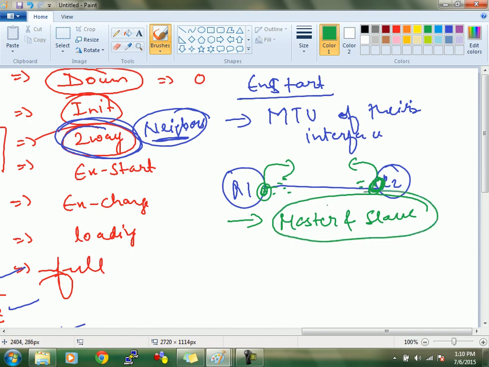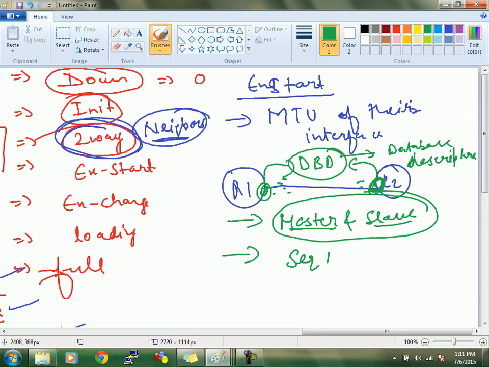Now guys, what kind of packets are exchanged now after your two-way state? Packets are DBDs. DBDs are called database descriptors. Now what is the use of this master and slave? Actually, these two guys have to exchange database. So they are just telling each other about the sequence number of database they will be going to exchange. वो एक दूसरे को बताएंगे कि हम किस sequence number का database आपस में share करेंगे. This thing is clear?